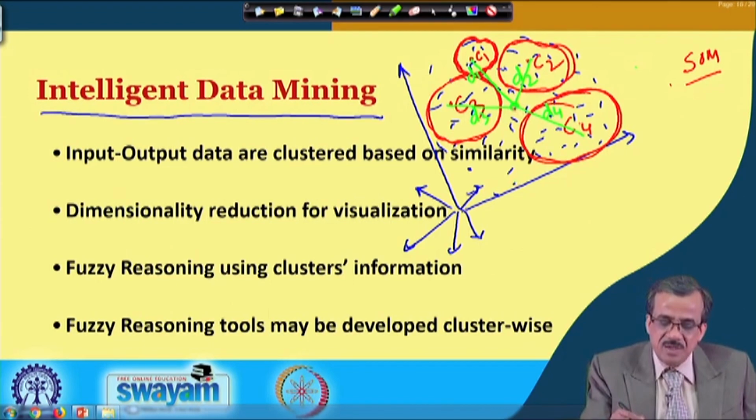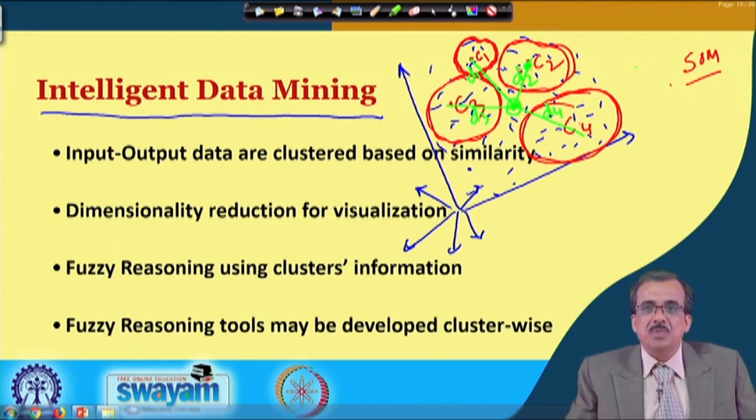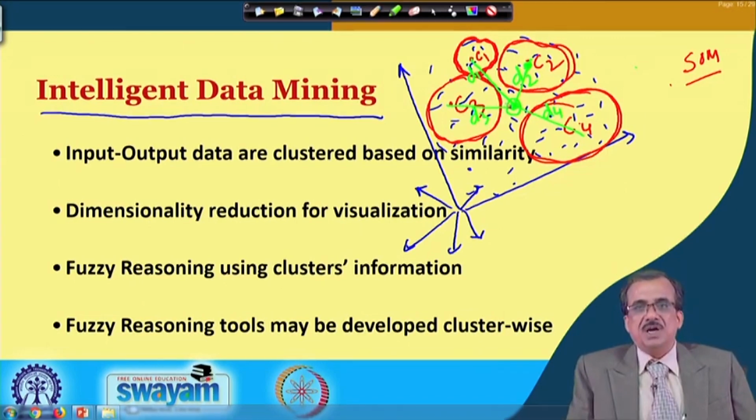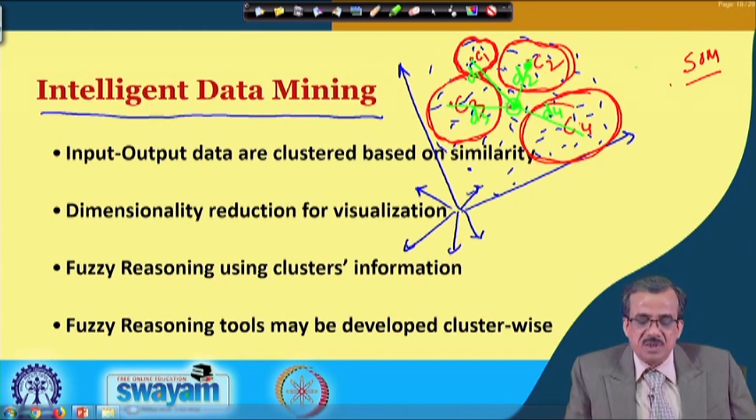Now, suppose this data point is found to be very close to, say, C2. While determining the output for this test scenario, C2 will have more contribution. This is the way we can implement the data miner.